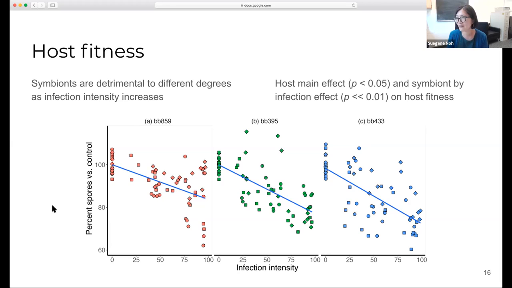But one thing that I do want to point out here is that it's exciting to see evidence of a transmission virulence trade-off. If you think back to the first experiment, where we were seeing that BB859 was infecting at higher intensities and also transmitting at higher frequencies, this shallower slope indicates that it is potentially having a less severe effect, or a less negative effect, on the naive host that it is infecting.